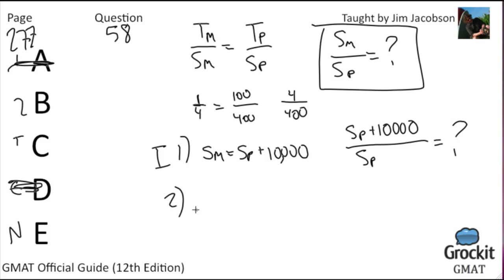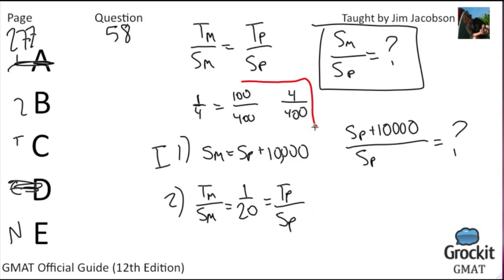Statement 2: the ratio of the number of teachers to the number of students in school district M is 1 to 20. So TM to SM equals 1/20. And from the original question, we also know that that is going to equal the teacher and student ratio in school district P. But without knowing the actual relative numbers, as I tried to show, they can have the same ratio without having the same actual number. Even though we have established the ratio, we haven't established the actual numbers. So statement 2 is also insufficient, because we need actual numbers.